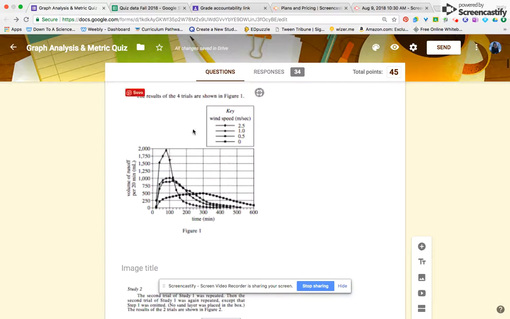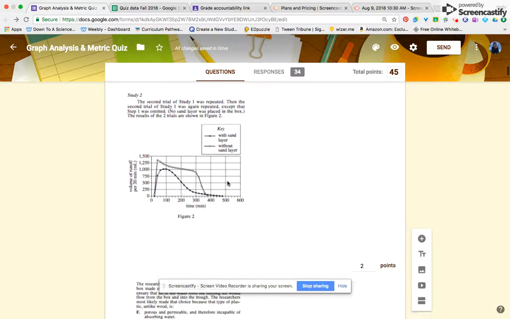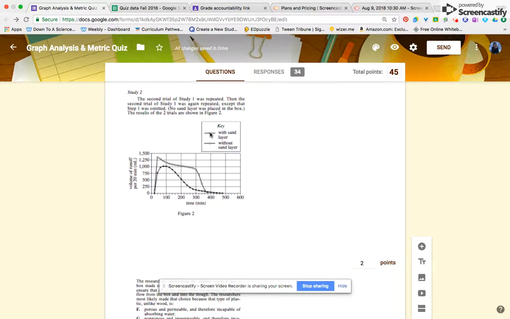So if we come back up here in the first study, you can see the wind speeds was what was varied. And then if you look at the second study, they actually did vary whether it had a sand layer or didn't have a sand layer. So that would not be the case. That was varied, that changed within that study.